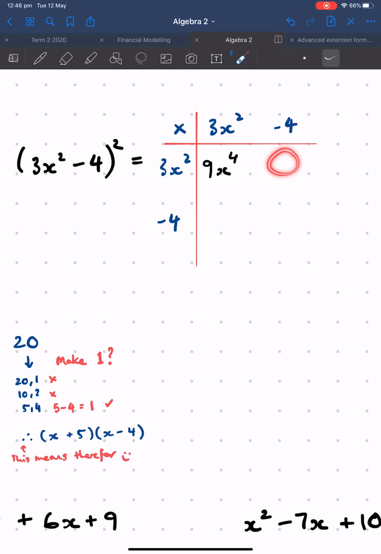Now for this gap, I'm going to do my numbers first. So negative 12x squared, this is the same thing. And then negative 4 times negative 4 is positive 16. Now when I write my answer, I can't combine x to the 4 with anything else, but I can combine my x squareds. You'll notice it is very similar to the question we did a moment ago.